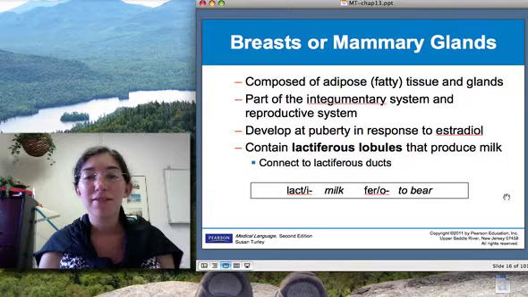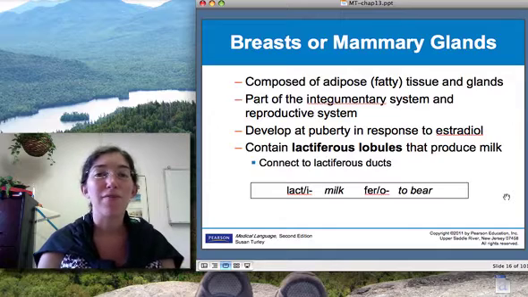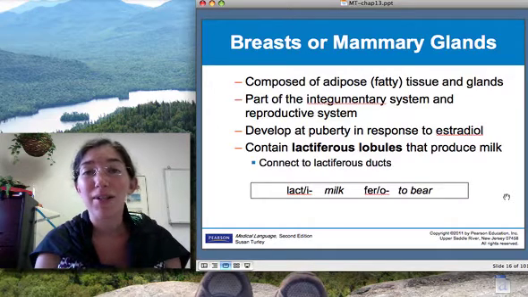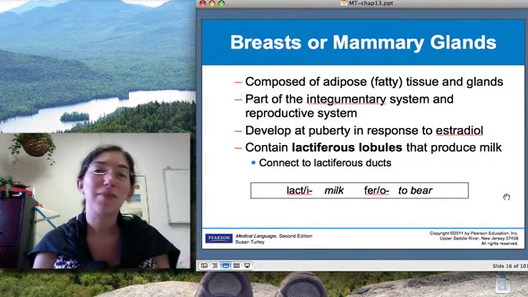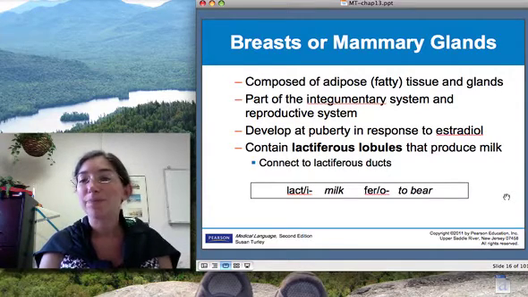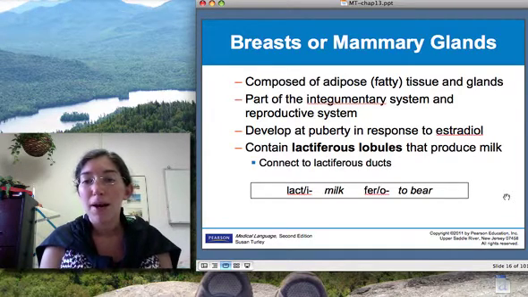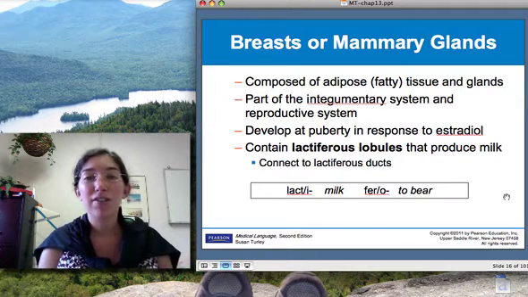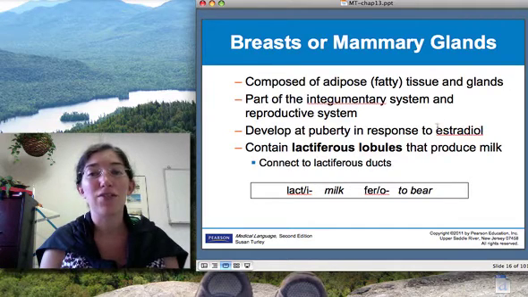Oh, and because of all of the adipose tissue, breasts are actually considered part of the integumentary system. In fact, the mammary glands, the lactiferous lobules, I've been informed, are really sort of a modified sweat gland. That, in fact, they're similar, anthropologically or something, to sweat glands, which are, of course, part of the integumentary system. The breasts start to develop and grow in response to hormones that are produced at puberty, namely estradiol or estrogen.